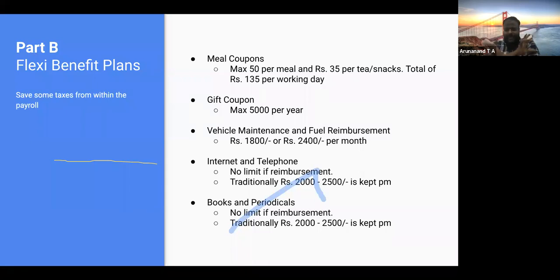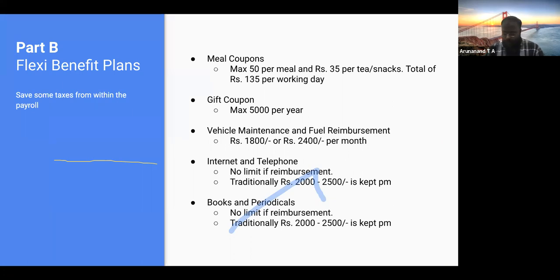As I said, salary consists of basic pay, HRA, and the special allowance. The basic pay is taxable. HRA may or may not be taxable. If you pay the rental bills, it will not be taxable. Basic pay is definitely taxable, and the special allowance is also taxable. We are looking at how we can restructure this special allowance so that it is not taxable. We may not be able to do it completely, but how can we make a portion of it non-taxable? The Flexi Benefit Plan, otherwise known as FBP, is the way through it.